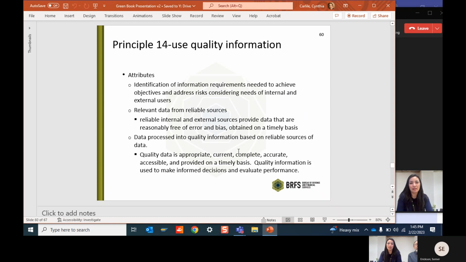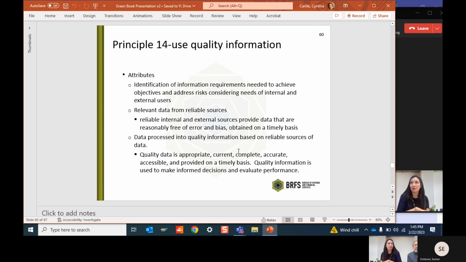So Principle 14 talks about using quality information, and the attributes here include identification of information requirements needed, and addressing the risks, always considering the internal and external users, also considering relevant data from reliable sources. So reliable internal and external sources provide data that are reasonably free of error and bias and obtained on a timely basis. Data processed into quality information based on those reliable sources of data means that the quality of the data is appropriate, current, complete, accurate, accessible, and always on a timely basis.